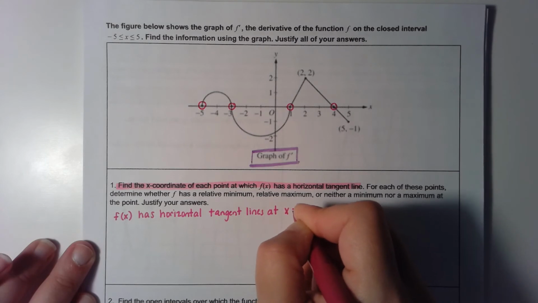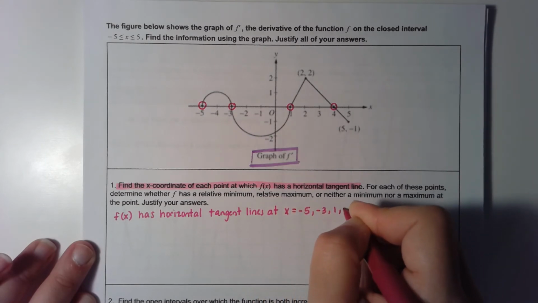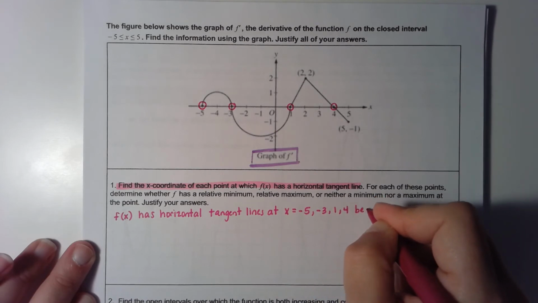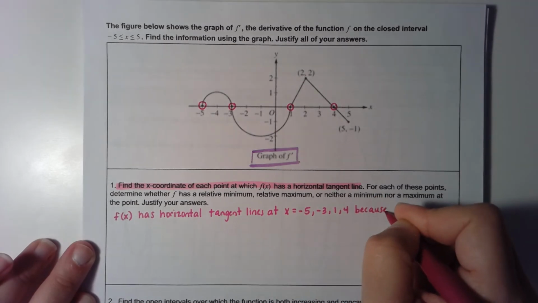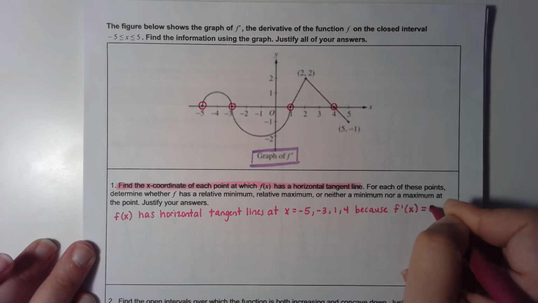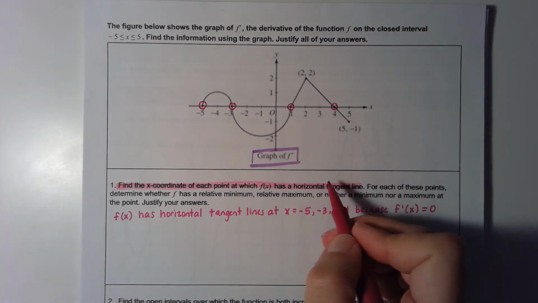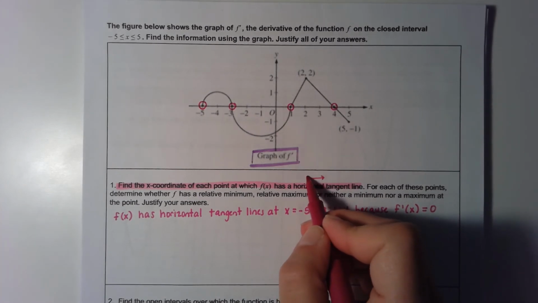at x equals -5, -3, 1, and 4, because those are the places where the derivative is equal to 0. And again, we're going to have a horizontal tangent line, which means the line is horizontal when the slope is 0.